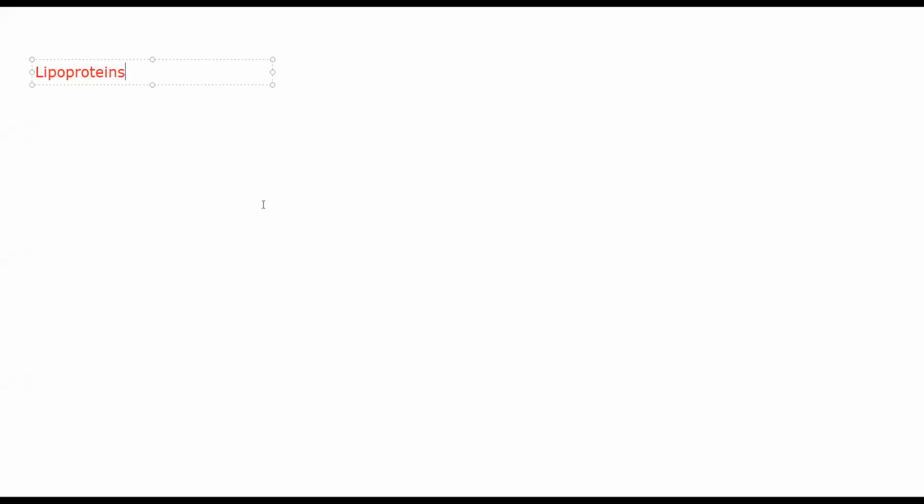So I'll repeat once again. Your lipoprotein is a water miscible complex of non-polar and polar components. The non-polar components are triacylglycerol and cholesterol esters, along with the polar component, which is your protein. You will also have some amphipathic lipids like phospholipids and free cholesterol present in them.